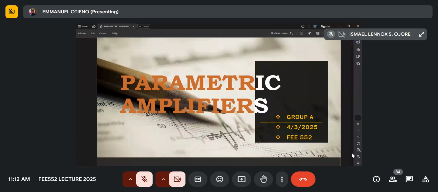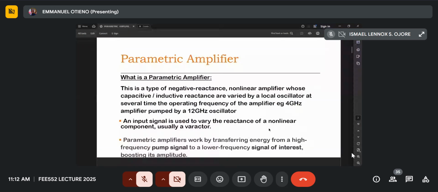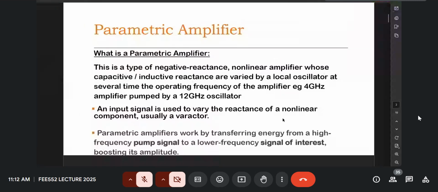So I'll be handling parametric amplifiers in this presentation. What's a parametric amplifier? These are a type of negative resistance nonlinear amplifiers whose capacitive or inductive reactances are varied by local oscillators, and you'll come to see that the local oscillators are the pump signals, which usually operate at very high frequencies.